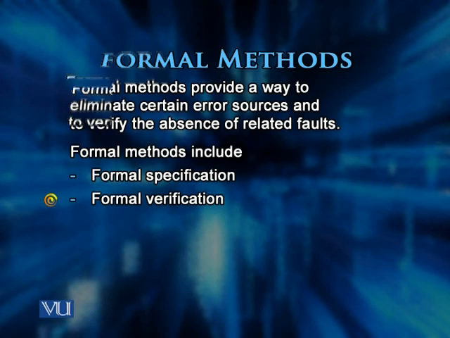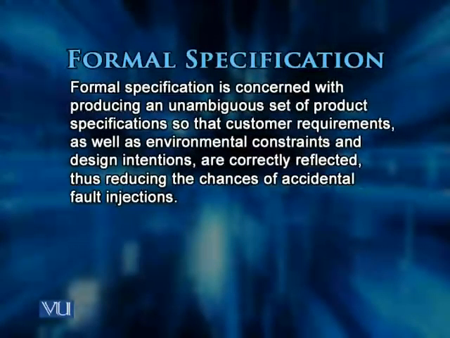Formal methods provide a way to eliminate certain error sources and to verify the absence of related faults. Formal methods are of 2 types, formal specification and formal verification. Let's look at each one of them. Formal specification is concerned with producing an unambiguous set of product specification. A very interesting combination of words here. Unambiguous set of product specification, so that customer requirements as well as environmental constraints and design intentions are correctly reflected, thus reducing the chance of accidental fault injections.